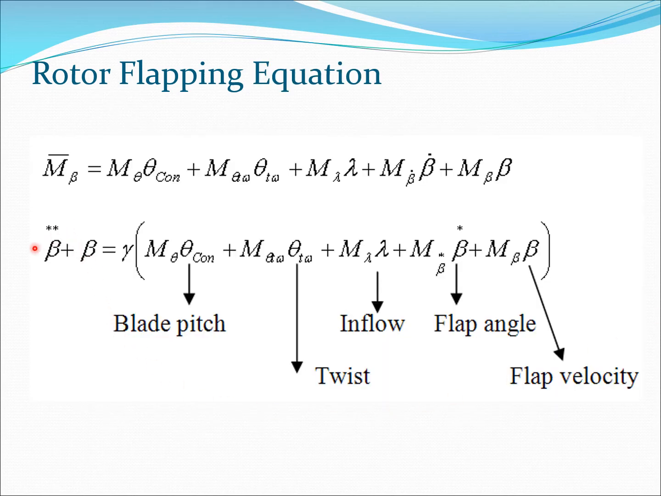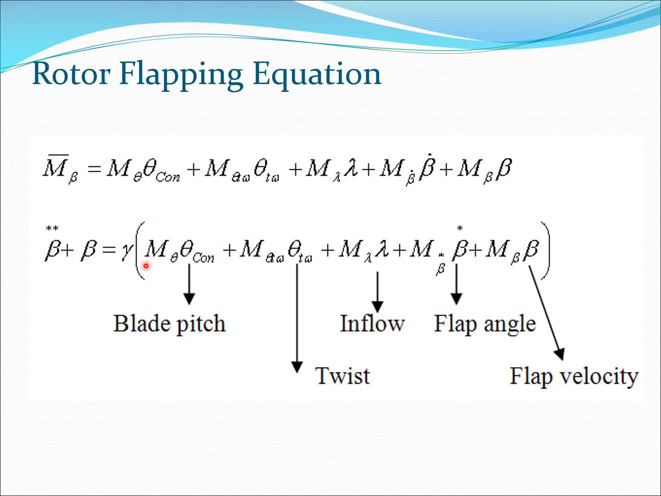So to put it in more compact form, we can go back to our rotor flapping equation and write that as beta double star plus beta equals gamma and the plethora of these terms here. Now here I have put all these moment expressions as separate terms so that we can look more at the physics of the problem and not get bogged down by the size of the expressions and the complicated mathematics.